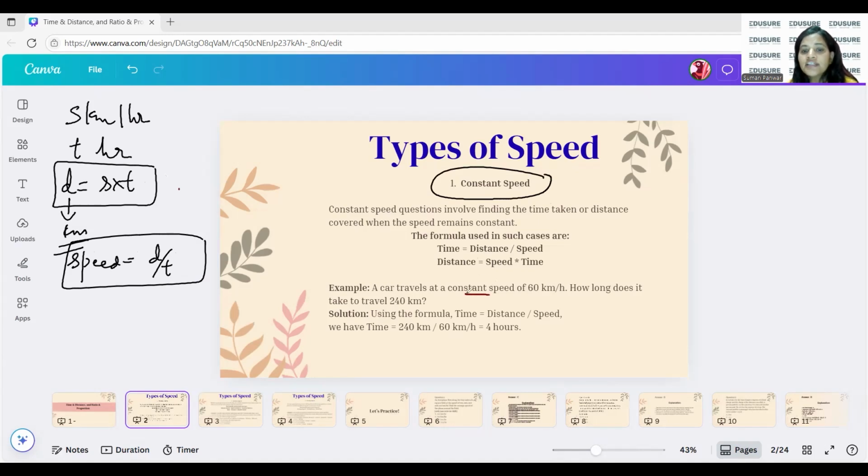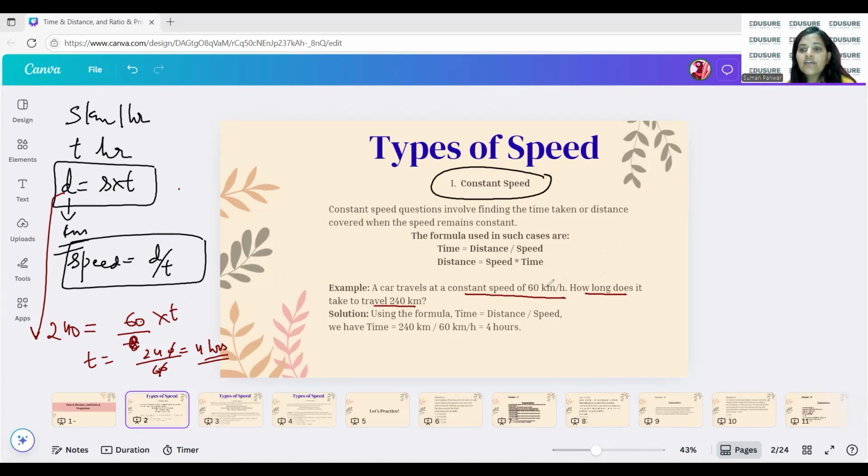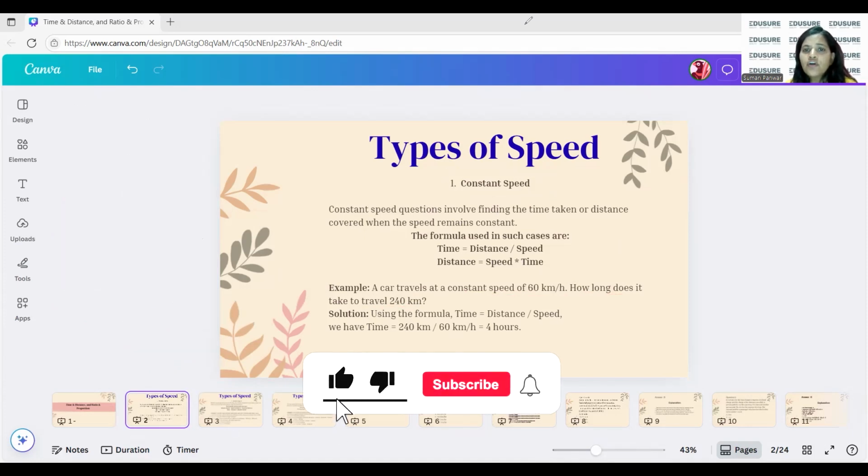A car travels at a constant speed of 60 kilometers per hour. How long does it take to travel 240 kilometers? So you can see that D is 240, speed is 60. We want to find out the time. So time should be 240 divided by 60, which is 4 hours. Okay. And you can simply say that in 1 hour, the car travels 60 kilometers. So in 4 hours, it will travel 4 into 60, that is 240. And therefore, the answer would be 4 hours. So that is how we do simple questions on the concept of speed.